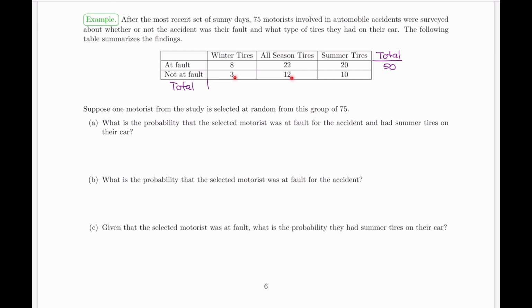So 3 plus 12 plus 10 altogether is going to be 25. And then we can add down the columns as well. So the total number of motorists on winter tires is 8 plus 3.